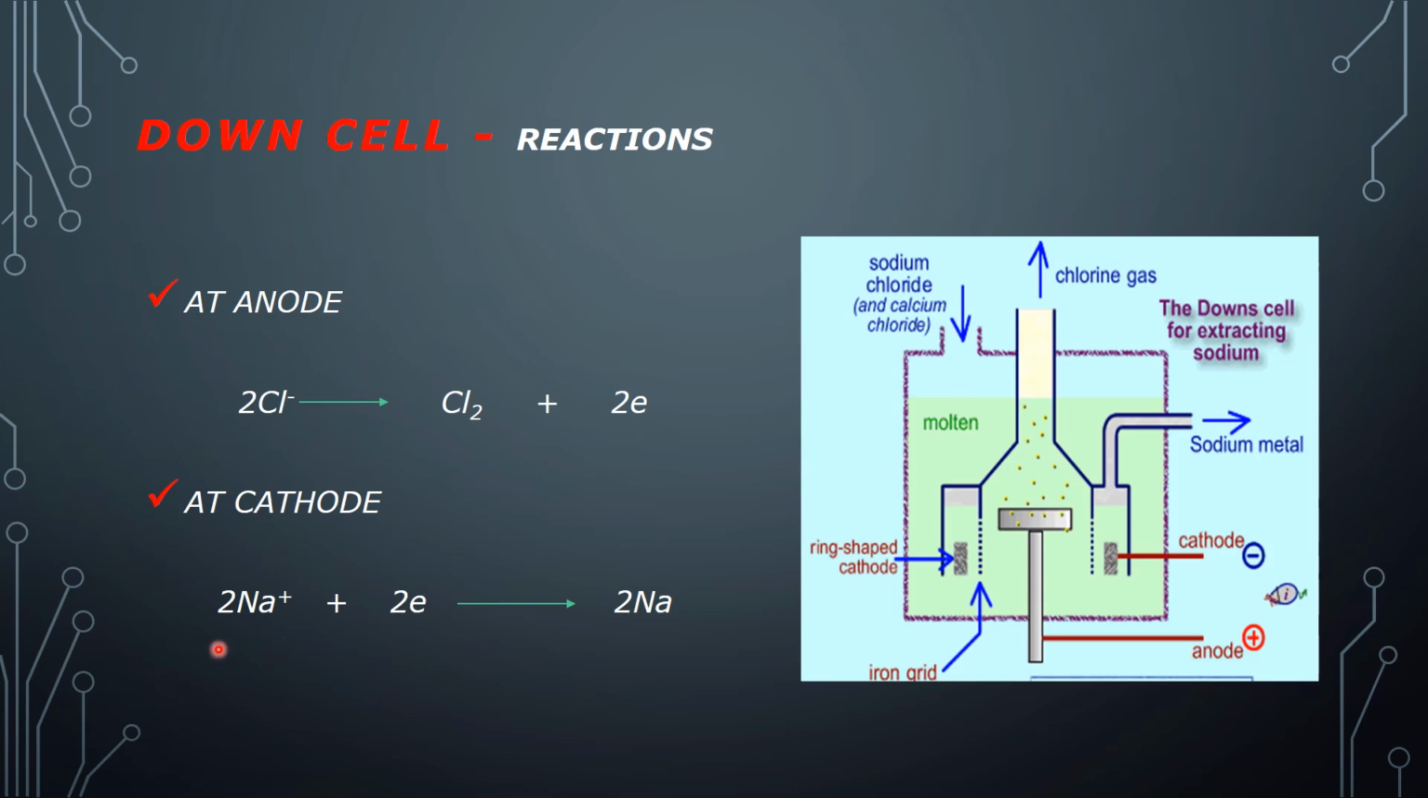We have taken two sodium ions here in order to balance the two chloride ions that are losing two electrons at anode. So, in order to gain these two electrons, we have taken two sodium ions. These two sodium ions will gain these two electrons to convert into pure sodium metal.